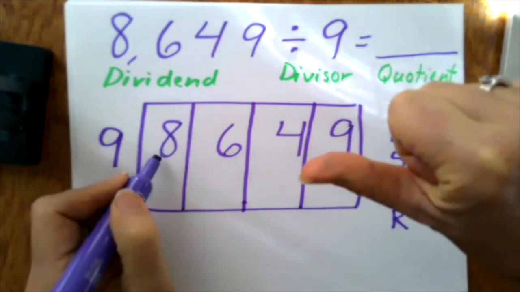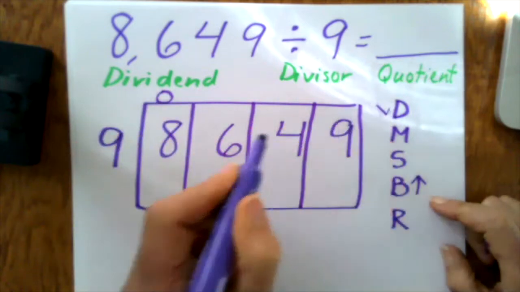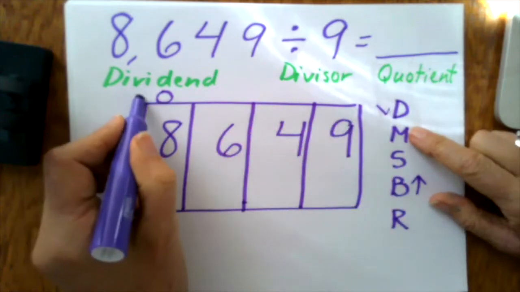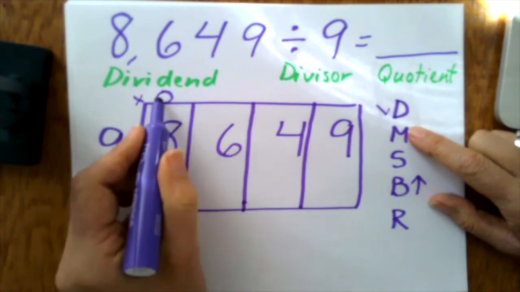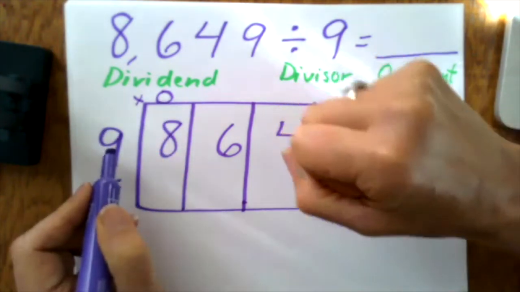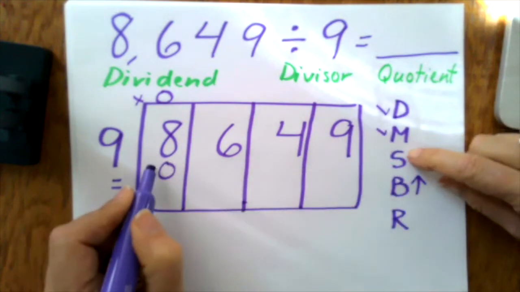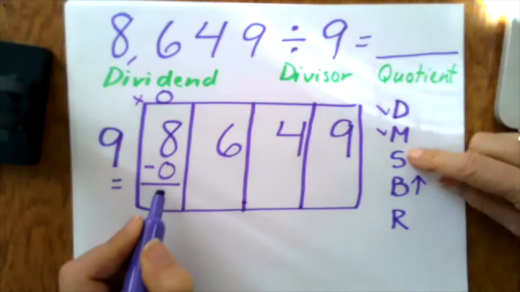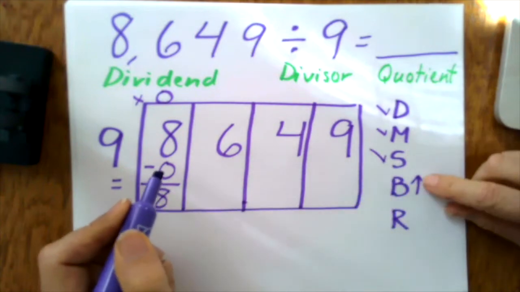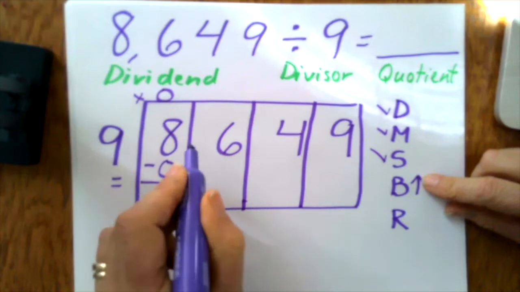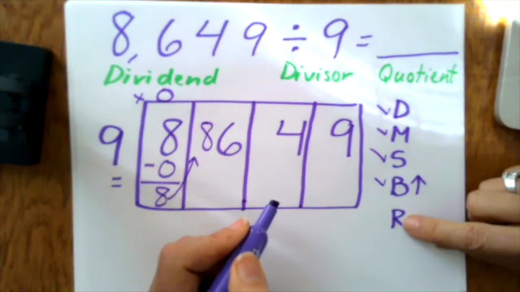9. Oops, that's too many. So that's 0. Check. Now I'm going to multiply. So I put a little multiplication symbol there and maybe even an equal here. 0 times 9 is 0. Check. Now I'm going to subtract. 8 take away 0 is 8. Check. Then I'm going to bring up. So I bring this 8 up. Check.